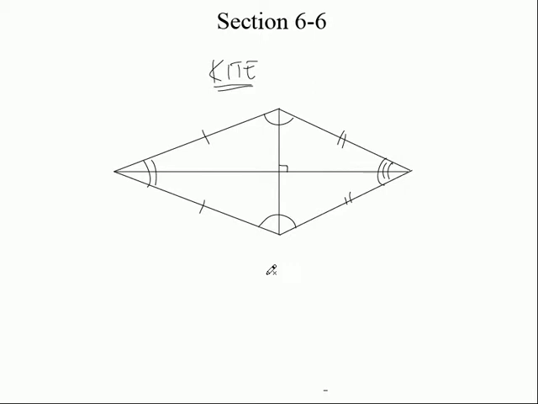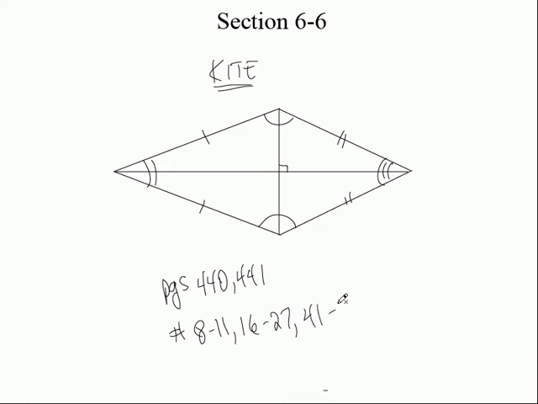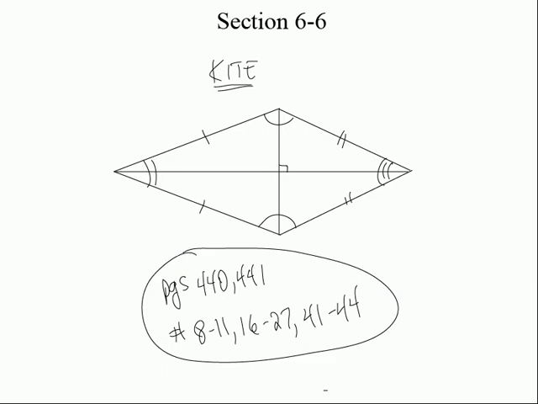We good? All right. So let's give you some work to do. This is the only way you learn how to do this stuff, by doing problems. So we're doing pages 440, 441, 8 to 11. There's like 3 different sections I broke it down into. This is 16 to 27. Make sure you write them down. 41 to 44. Look at that. Perfect timing. Okay, there it is.